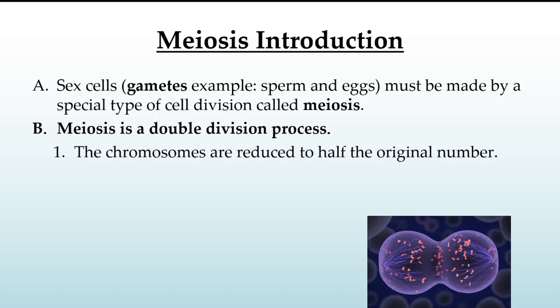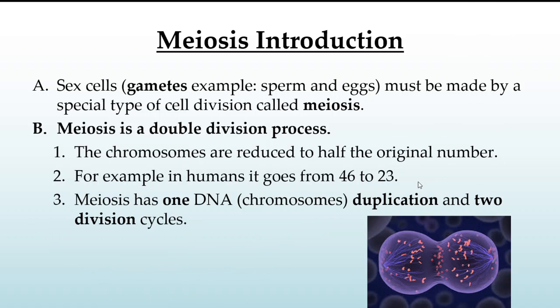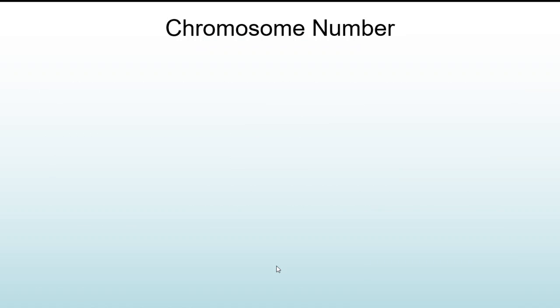Another really important thing is that the chromosomes are reduced to half the original number. So your sperm or your egg is going to have half the chromosomes that you actually have. We'll talk more about why that is important as well. For example, in humans it goes from 46 chromosomes to each sperm or egg having only 23. Meiosis has one DNA chromosome duplication, meaning it only replicates our DNA once, and then two division cycles.